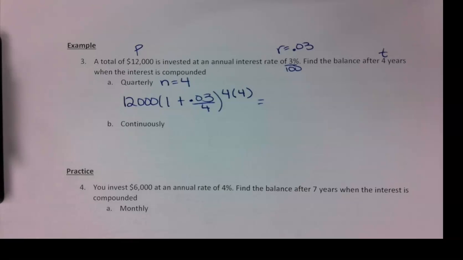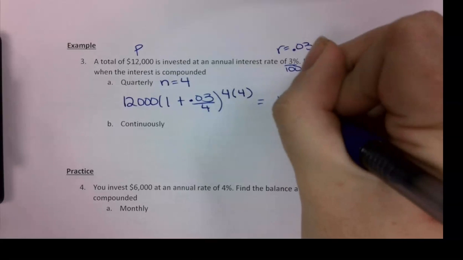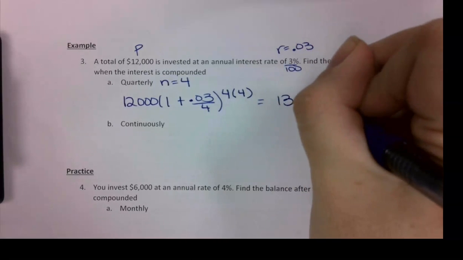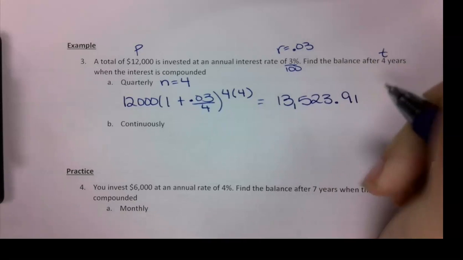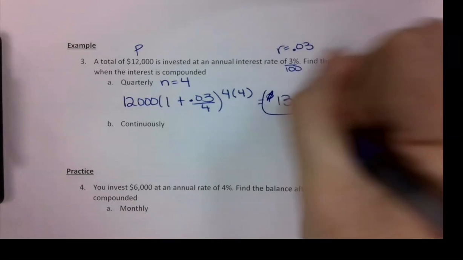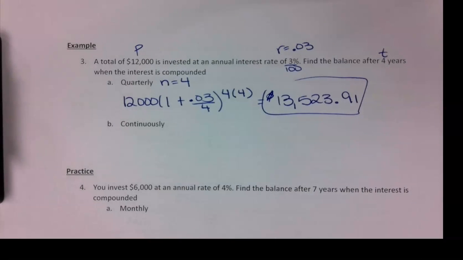Okay, so what do we get when we type this one in? 13,523 and how many cents? 91. Oh, you didn't type enough zeros for your 12,000. For money, yeah.